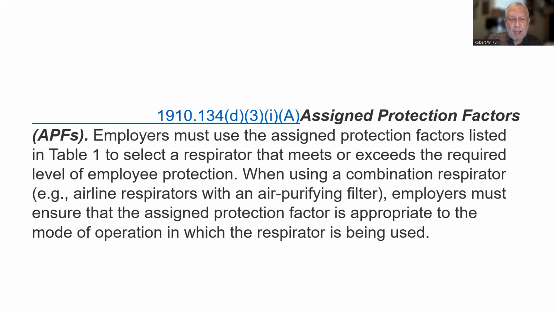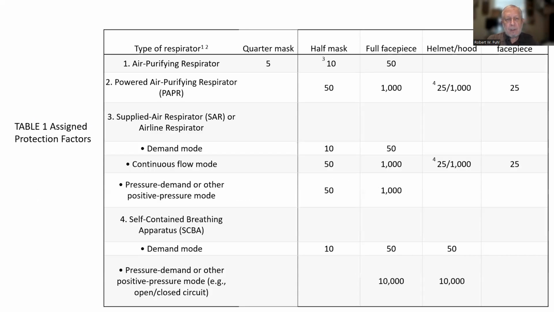Assigned protection factors, APFs. Employers must use the assigned protection factors listed in Table 1 to select a respirator that meets or exceeds the required level of employee protection. When using a combination respirator, for instance an airline respirator with an air purifying filter, employers must ensure that the assigned protection factor is appropriate to the mode of operation in which the respirator is being used. This is your type of respirator, air purifying respirator. These are the assigned protection factors.